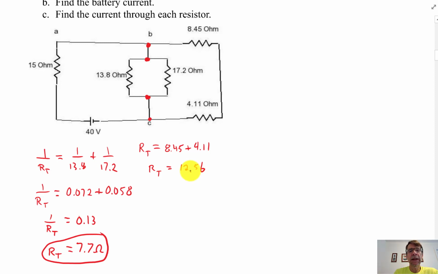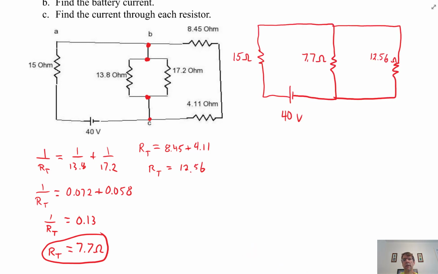But I'm going to draw this diagram with a simplified version. And here it is. You might need to pause and draw this down. But the 40-volt battery down here at the bottom, the 15 ohm resistor didn't change, but I've replaced the 13.8 and the 17.2 with that equivalent 7.7. Now that's one branch. And then we have the 12.56, which replaced the 8.45 and the 4.11. And you can put that anywhere on this branch over here, and that is its equivalent. And still up here, this is point B, and this is point C.